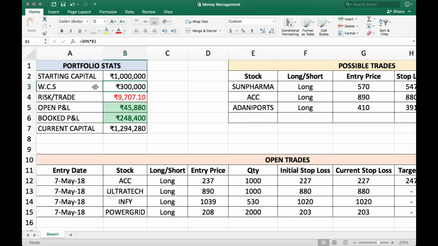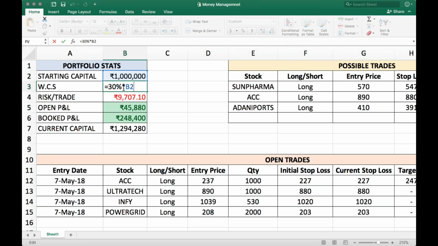So I have taken 30% of B2, which is 10 lakhs. I've taken 30% because industry wise it is 20 to 30%, if you go to a proprietary trading desk and you trade on their behalf, say for example, I have a trading account and you want to trade on my account. You prove yourself that you're a very good trader and you want to trade on my account.